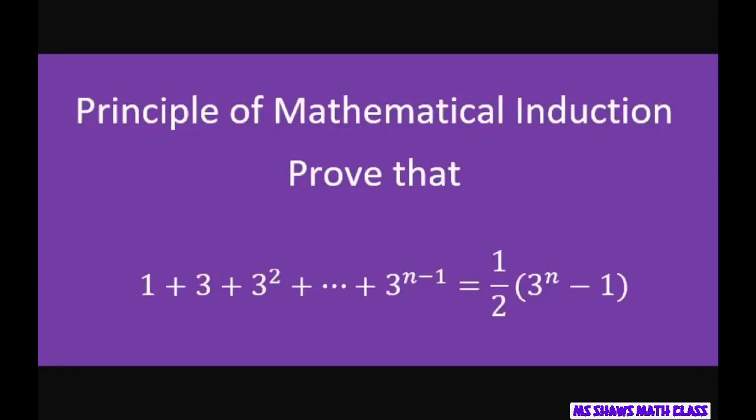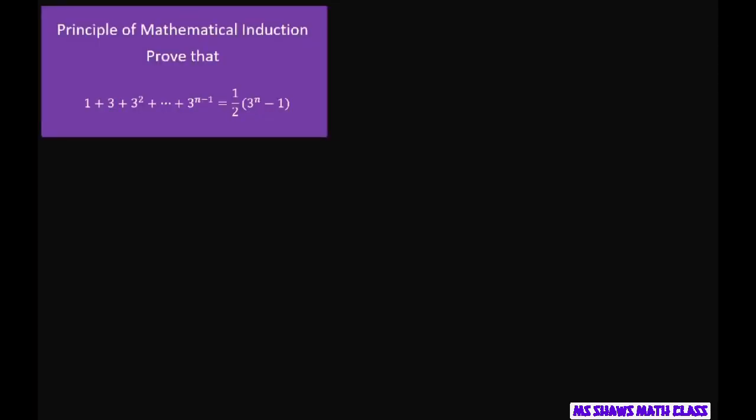Hi everyone, we're going to use the principle of mathematical induction to prove that 1 plus 3 plus 3 squared plus ... plus 3 to the n minus 1 equals 1/2 times (3 to the n minus 1). And before we get started, just remember this is really like 3 to the 0 plus 3 to the 1 plus 3 squared.